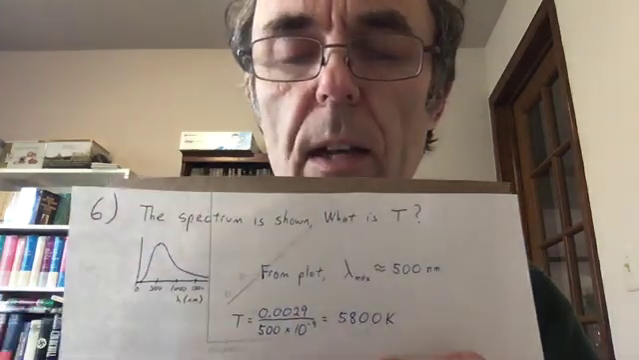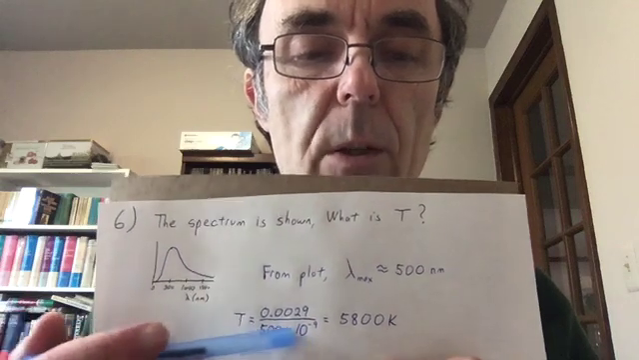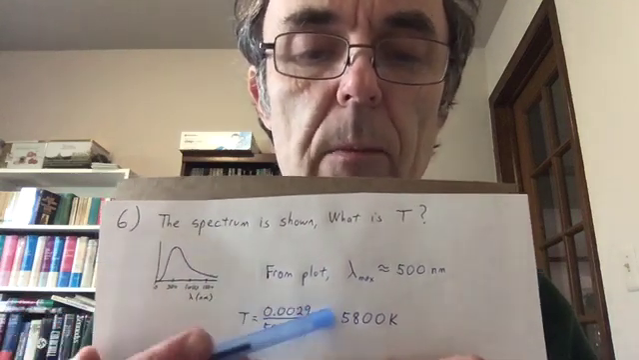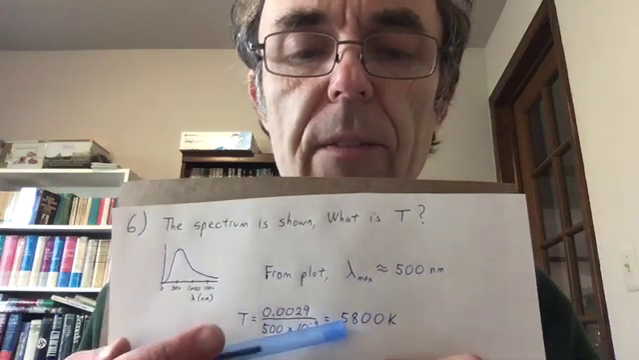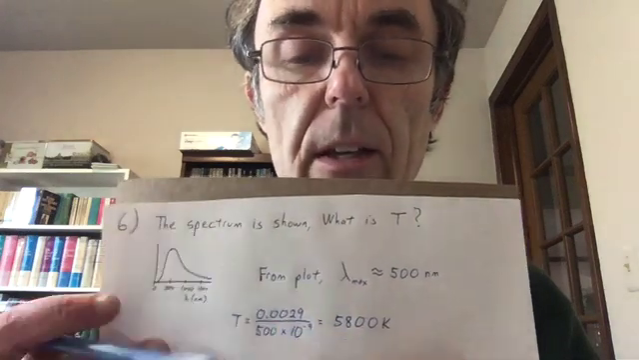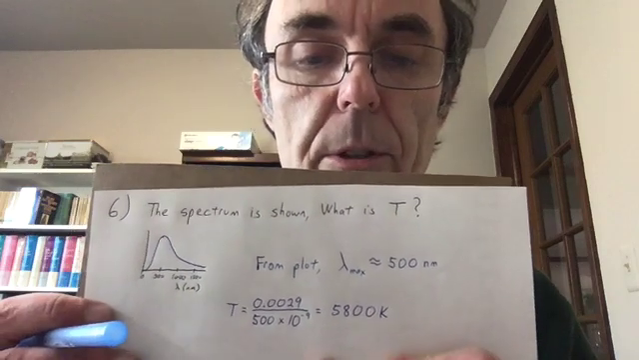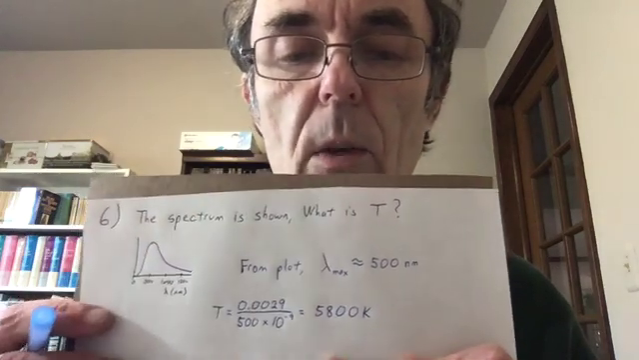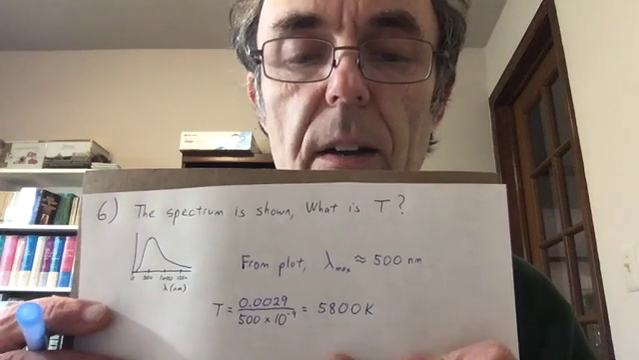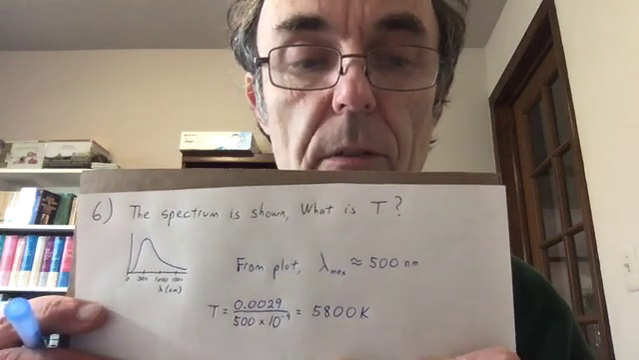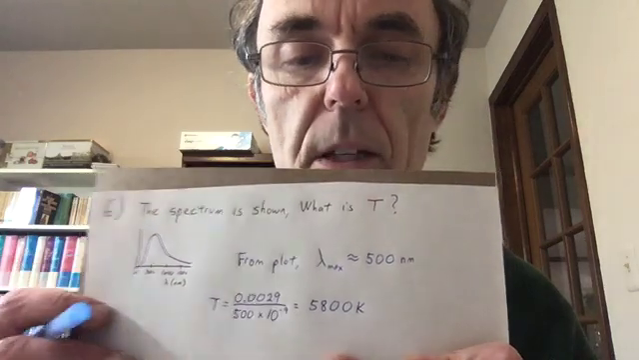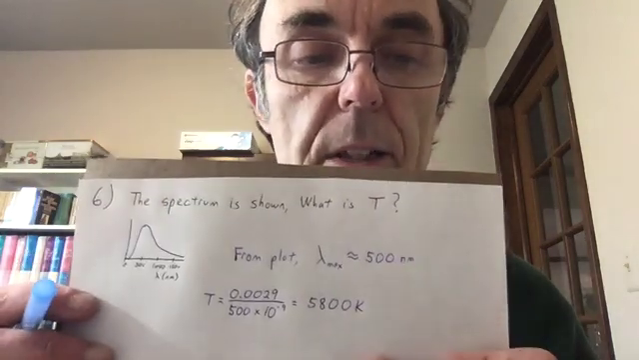0.0029, which was in the Wien's displacement law, divided by your wavelength, 500 times 10 to the minus 9. You need to convert it to meters. And the temperature comes out to be 5,800 Kelvin. So it's an absolute temperature. So you can calculate then, this would probably be some star with a temperature of 5,800 degrees Kelvin. So you want to be comfortable getting data from a figure as well as just plugging data into equations.